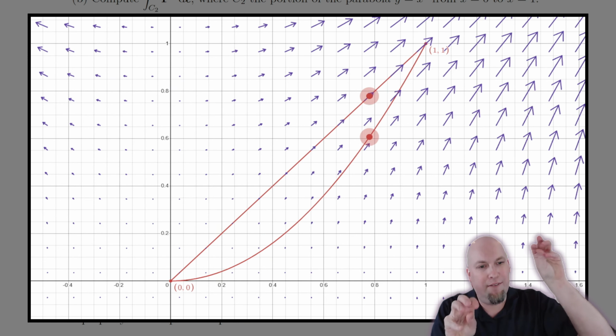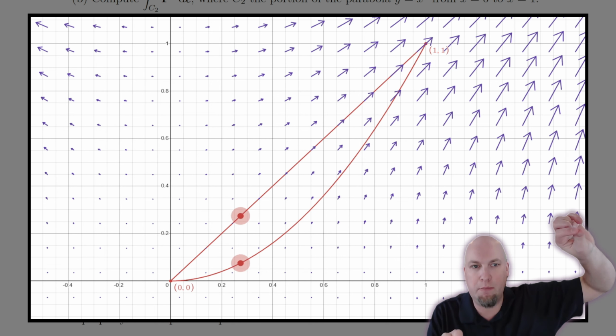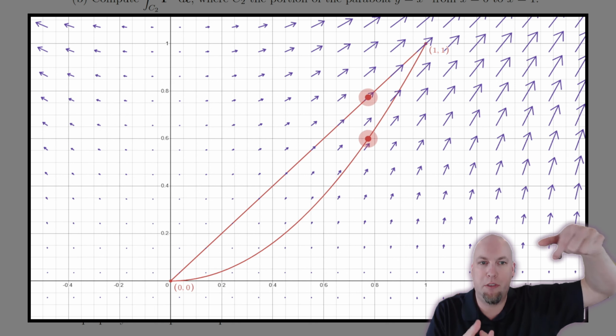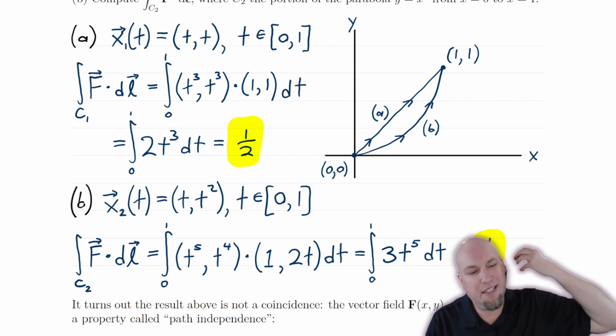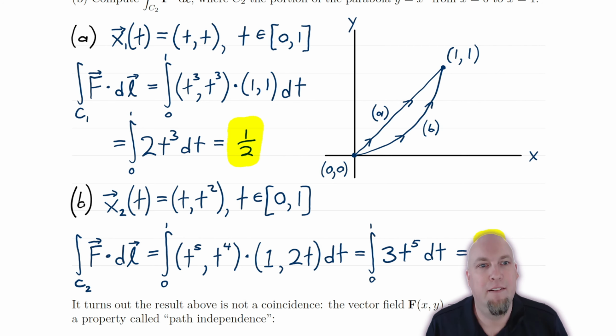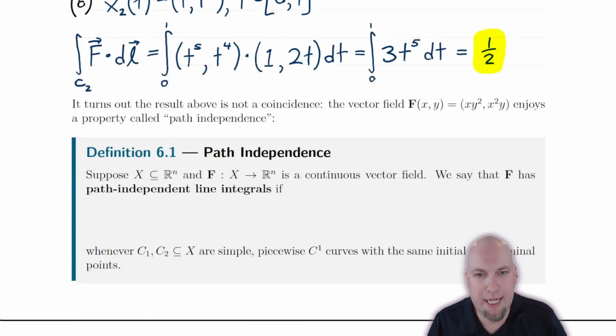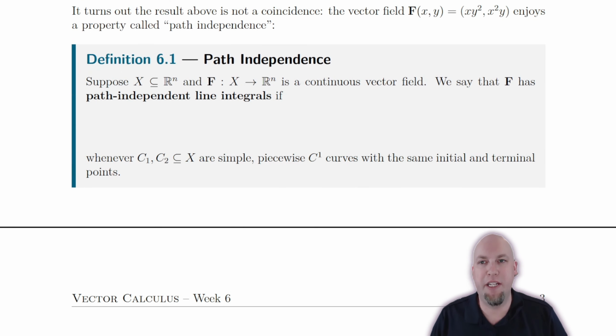Okay, if you have the same endpoints but different curves going between them, and your vector line integrals are always the same, that's a vector field that we say has path independent vector line integrals. Okay, so that's what we're talking about in this video.